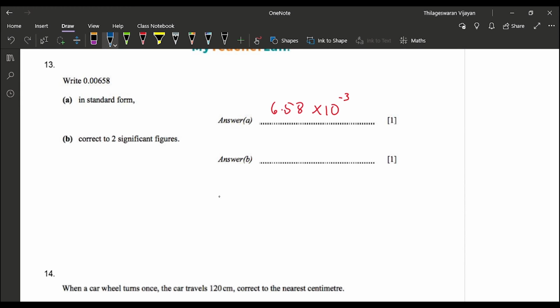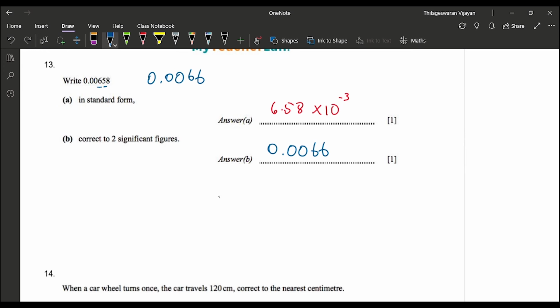Okay. Part B, correct to 2 significant figures. So what I can do is I'm just gonna look at 2 significant figures. The first one and then the second one. So the third one helps me to figure out whether to add 1 or not. Yes, it's bigger than or equivalent to 5, so it adds up to 1. So I'm gonna get 0.0066. So that's my final answer, which I can write here, 0.0066.